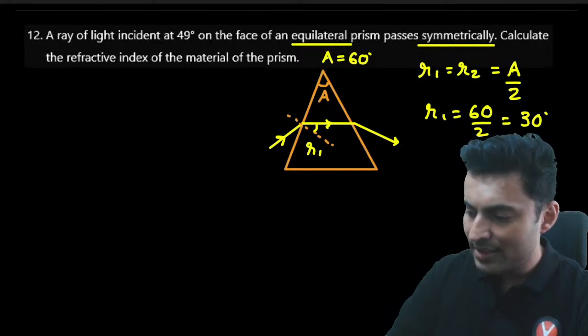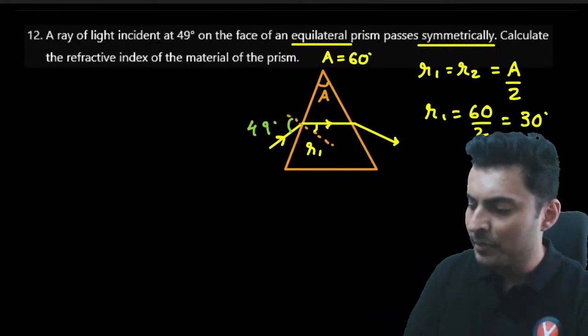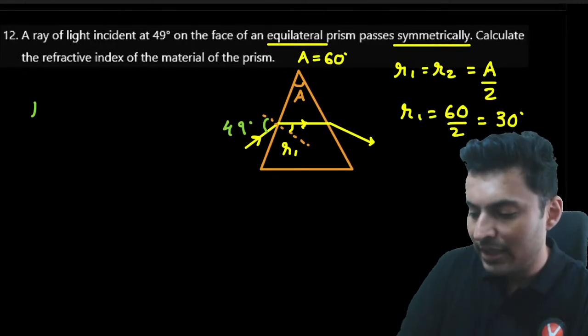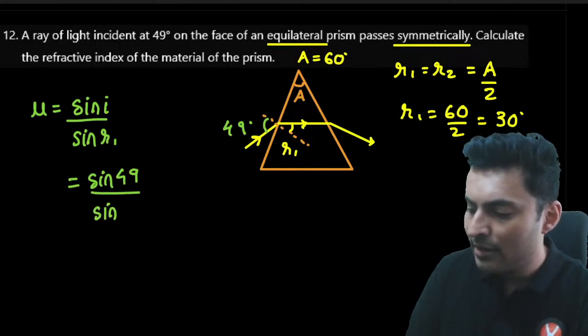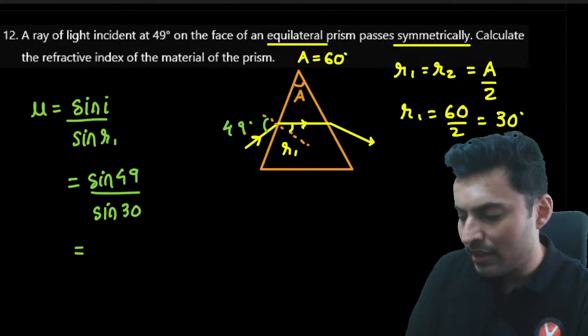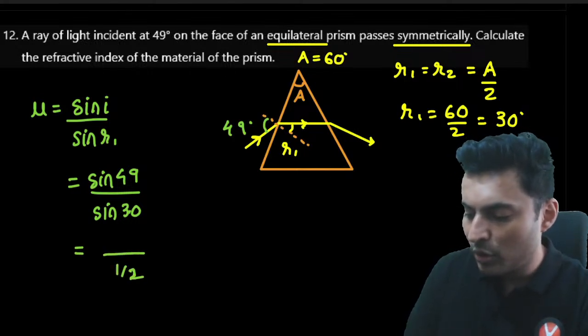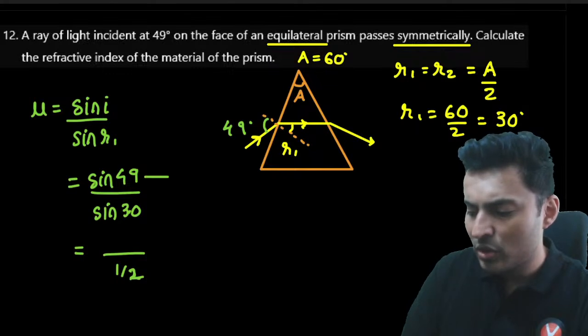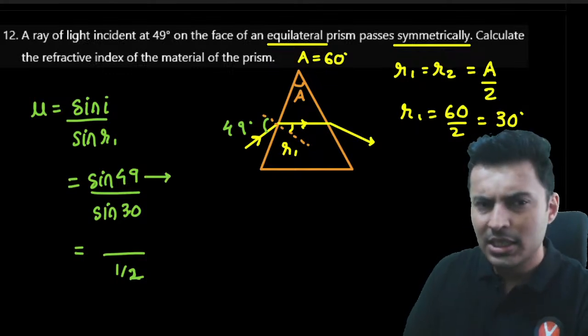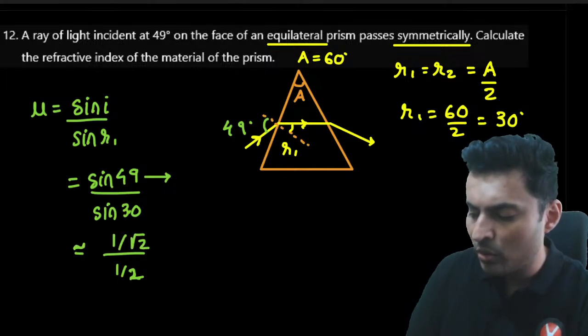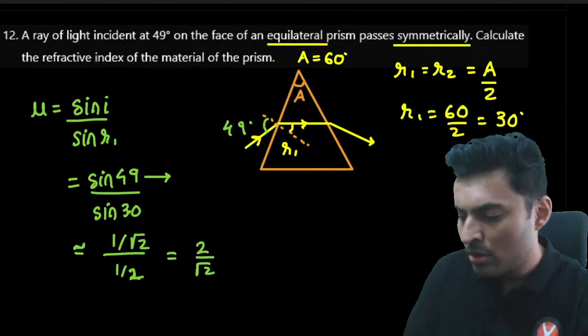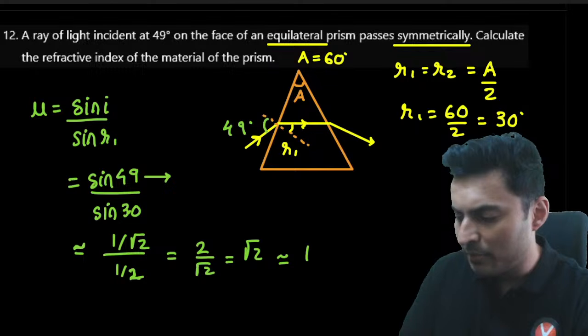The ray of light was incident at 49 degrees. That means you can find the refractive index using Snell's law, which is sine of i by sine of r. So sine of 49 upon sine of r. r is basically 30, and sine 30 is half. If you're wondering what to do for 49, think of 49 as very close to 45. Sine of 45 is approximately 1 by root 2. So it will make it 2 by root 2, which is root 2, which is 1.4.